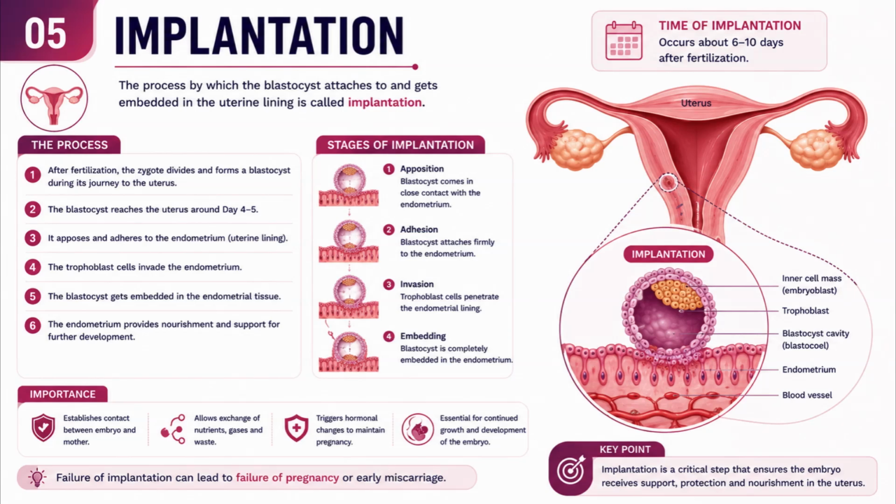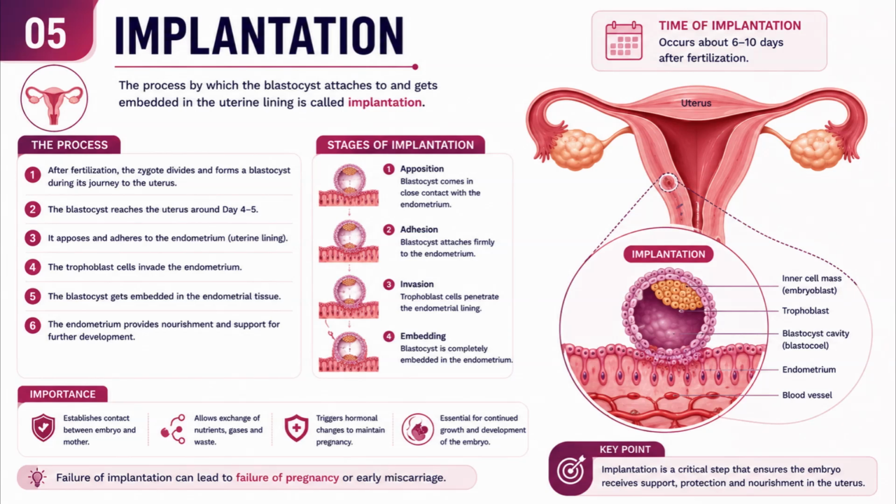First, the blastocyst comes into close contact with the endometrium, a stage known as apposition. Next, it firmly attaches to the uterine wall during adhesion. The trophoblast cells then invade the endometrial tissue, allowing the blastocyst to embed itself deeply within the uterine lining. Finally, the blastocyst becomes completely surrounded by endometrial tissue, securing its position within the uterus.